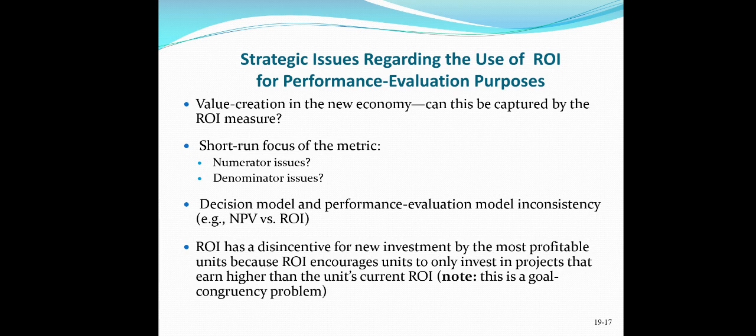The denominator and numerator of ROI can be affected by many factors like depreciation policy, capitalization policy, the calculation of cost, etc. Decision model and performance evaluation model inconsistency, NPV versus ROI. So one thing about ROI is that there will be inconsistency between the decision model used by a business and the performance evaluation model used by the same business. So for example here, net present value versus ROI.